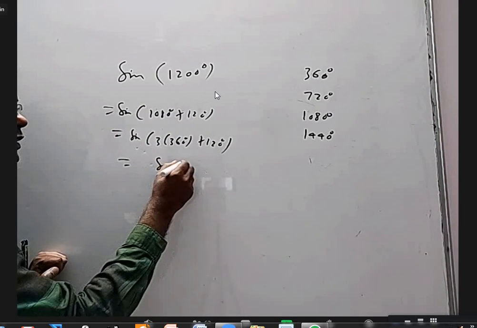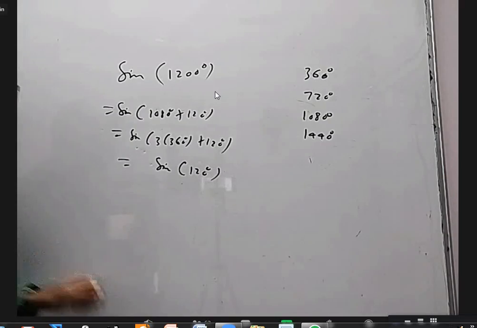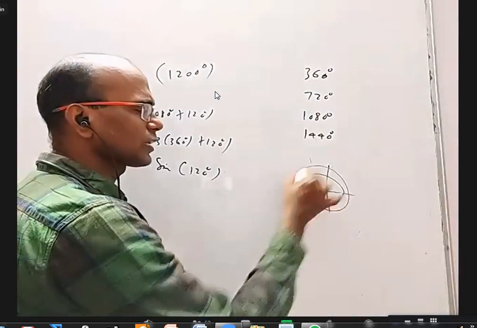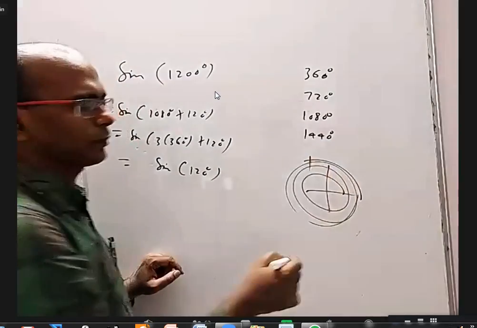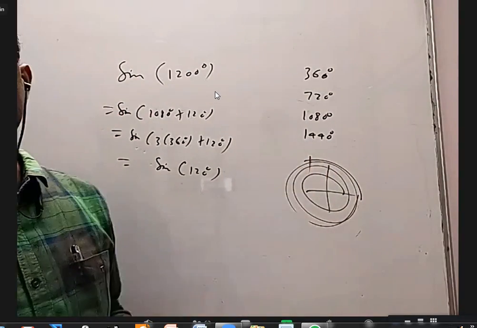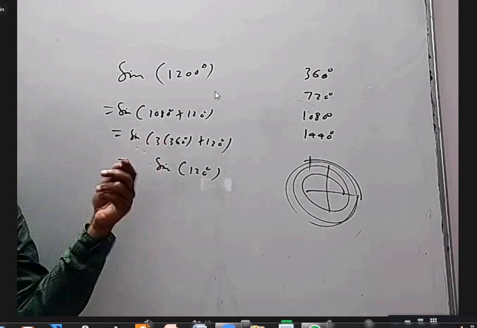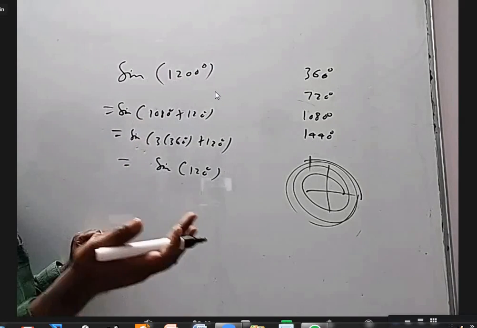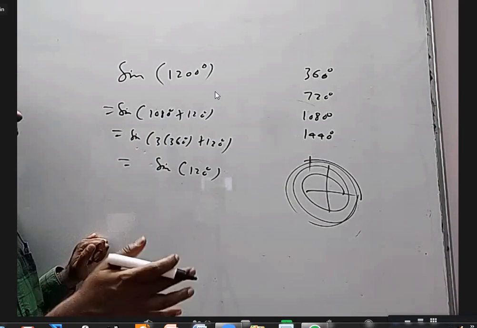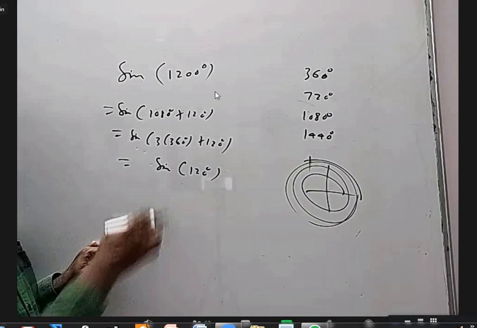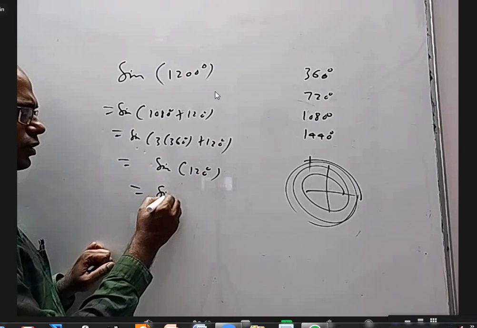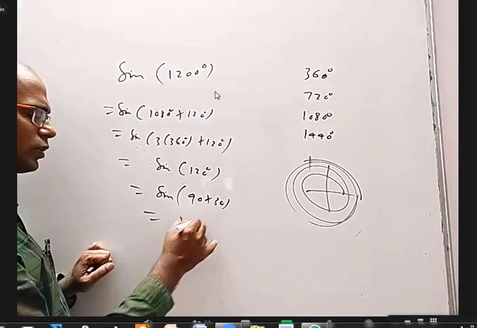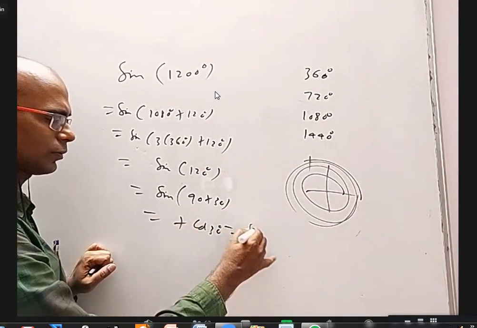Sine 1200 means you turn 3 rotations and then turn 120. When you complete one rotation, you will be in the original place. So however many times 360 there is, you can neglect it. Nothing will happen. For any angle, if you add or subtract a multiple of 360, it is not going to affect it. Then sine 120 degrees, you have already done something like that. You can write 90 plus 30. It is plus cos 30, and it is root 3 by 2.